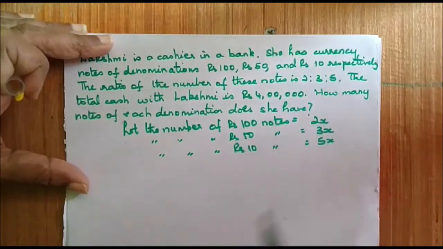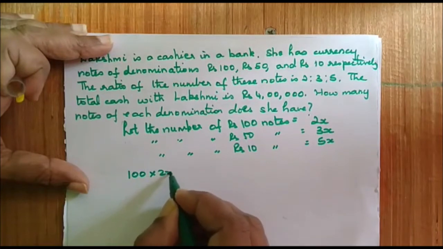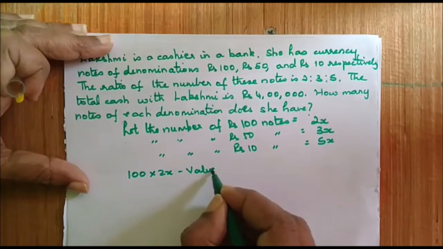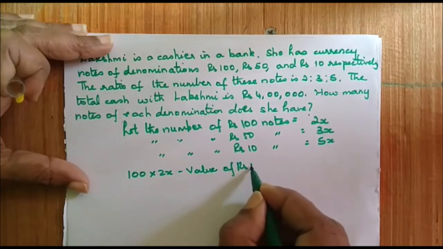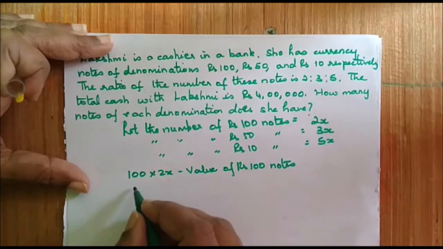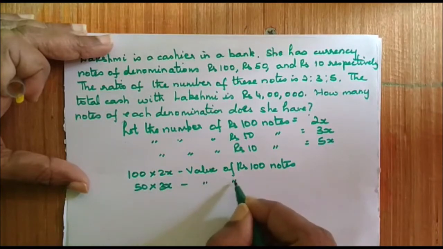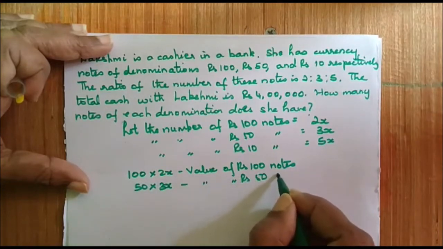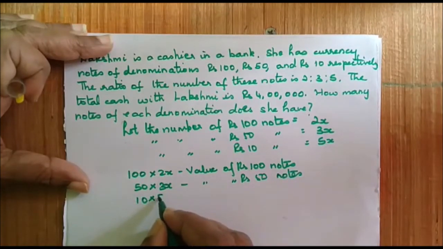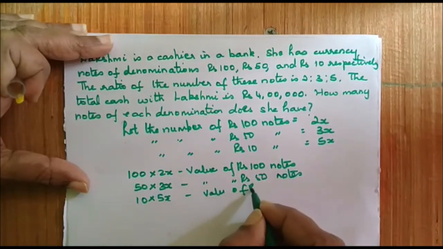So how many 2x will I have? If one note is 100, that means 100 into 2x, that is the value of rupees 100 notes. Okay. Similarly, I'll have for the other ones, that is 50 into 3x, that is the value of rupees 50 notes, and then I have rupees 10 into 5x, that is the value of rupees 10 notes.